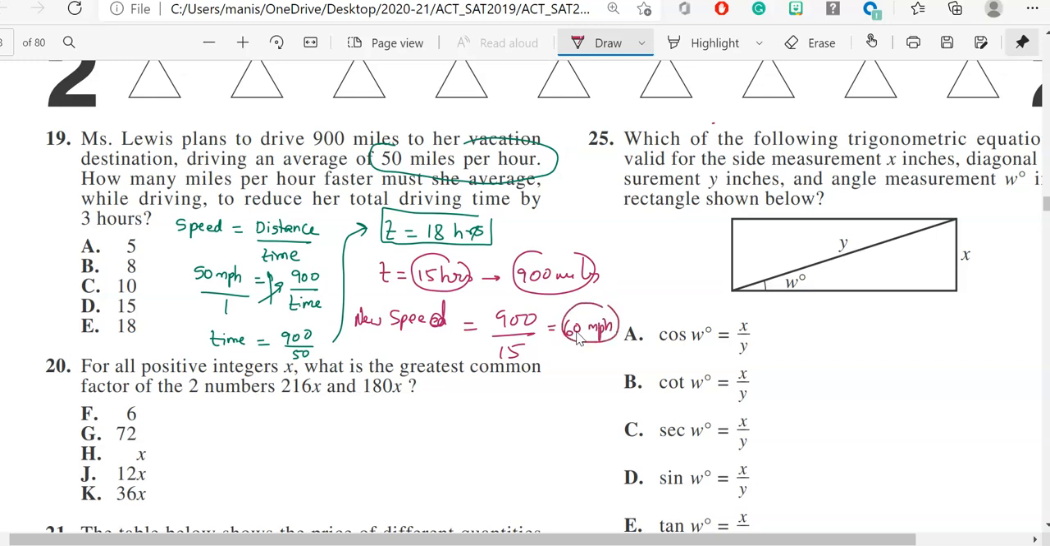Now what is the question asking? She was going earlier at a speed of 50 miles per hour, and if you are reducing the time to 15 hours, how much faster does she have to go? Now you can see 50 and 60, so she will go 10 miles per hour faster. So it will be 10. C is the correct answer for this problem.